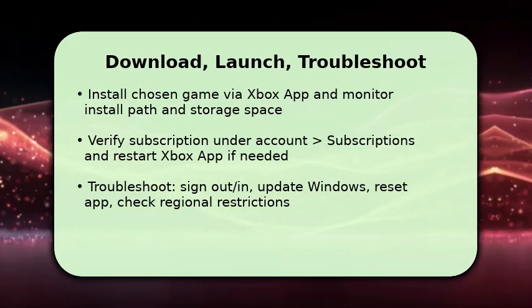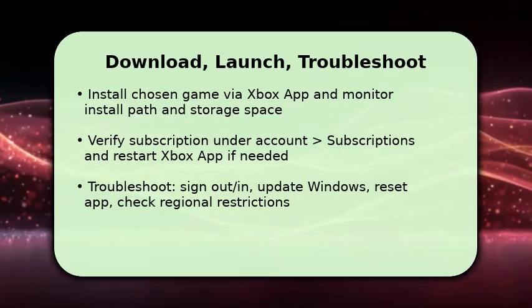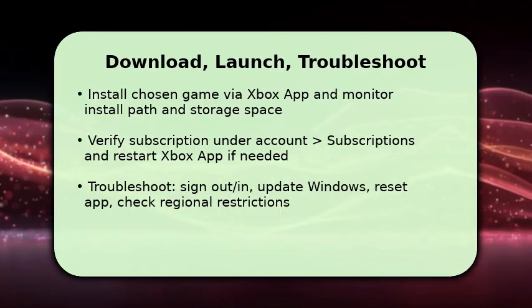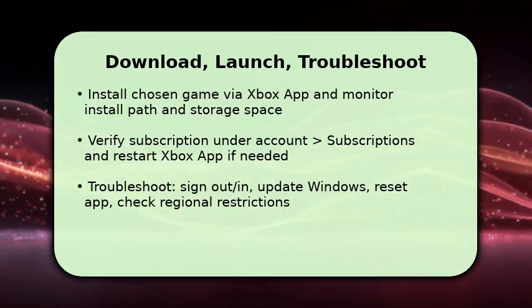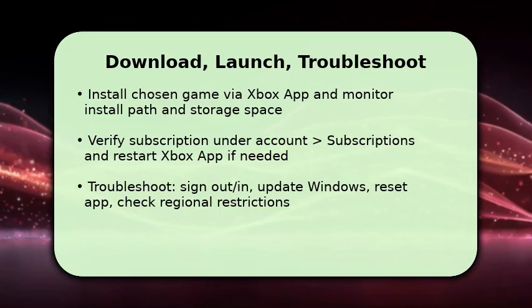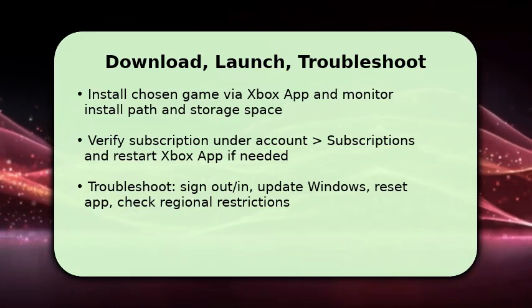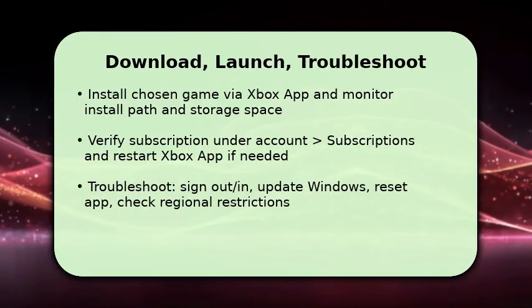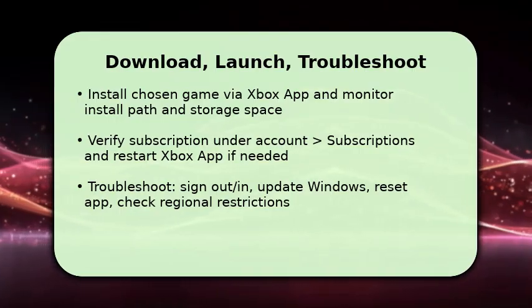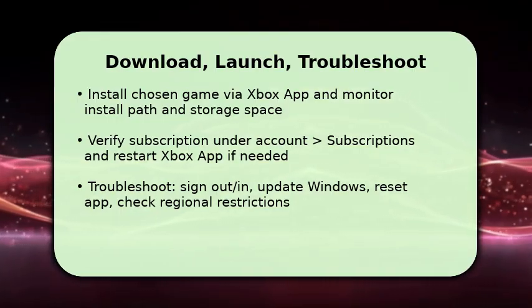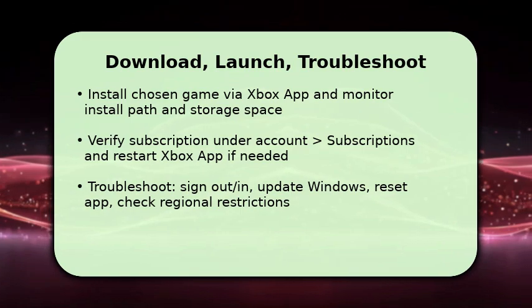Once the game is installed, launch it. If it asks for additional updates, allow them. If your subscription isn't visible, go to Account Subscriptions and confirm, then restart the Xbox app to refresh entitlements. For problems, sign out and back in, run Windows Update, or reset the Xbox app. These fixes resolve most access and download errors quickly.